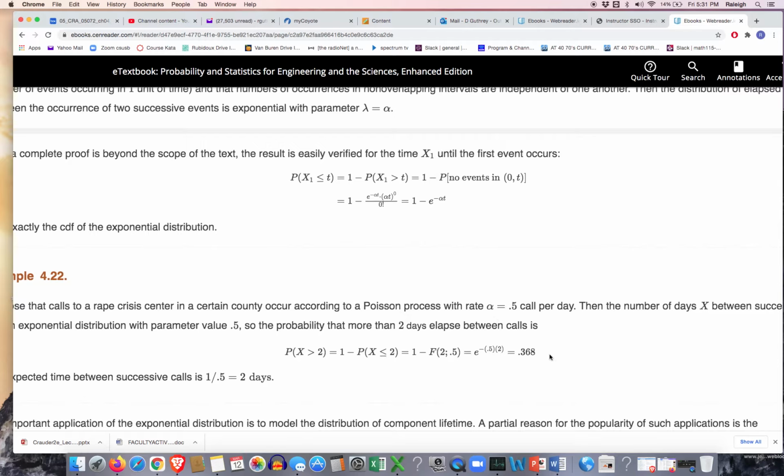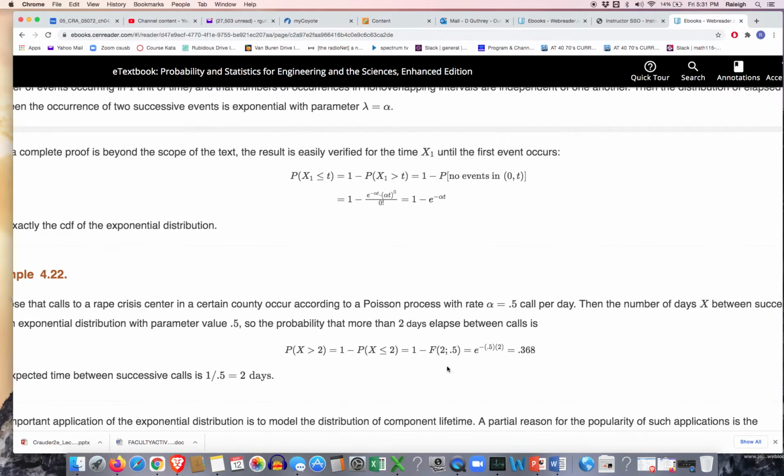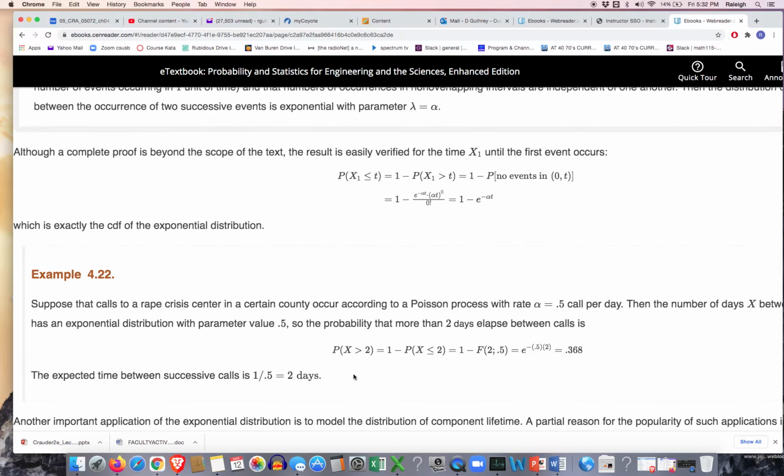And so we get 0.368, and the 1's actually canceled out. 1 minus 1 is gone, and then the minus became a plus. They didn't show that step, and so we do get a positive number, which is nice. You can't have negative probabilities. And the expected time, you may have noticed, is 2 days. So you might think that this would be the other 50%, but not really.